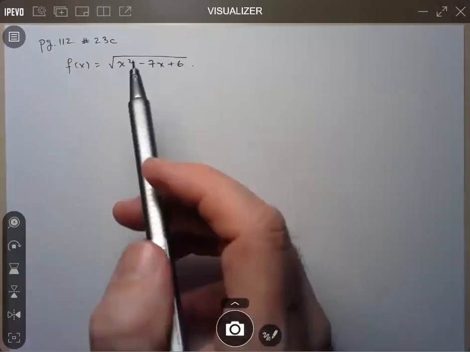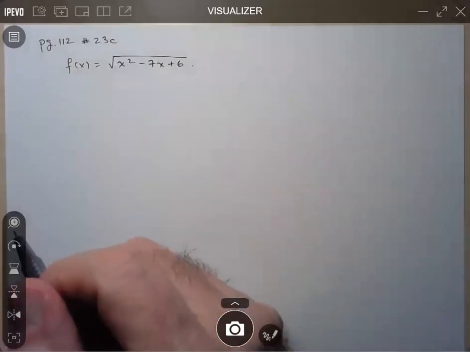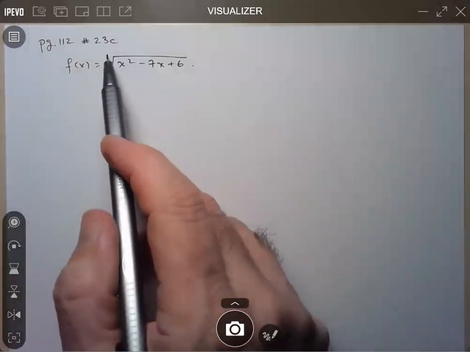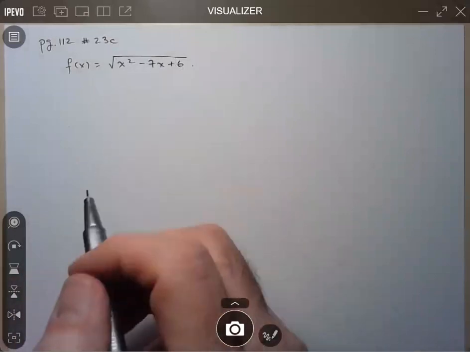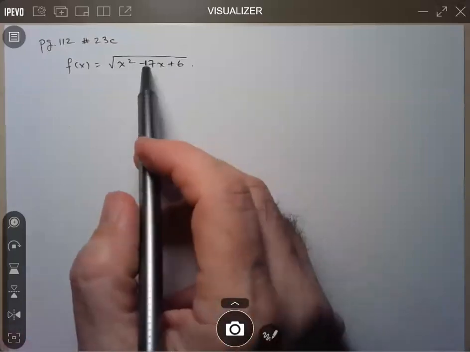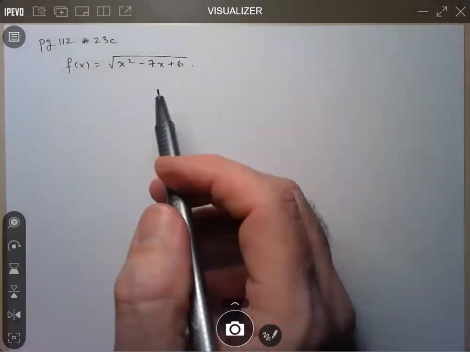But can you tell me what x values will definitely not be differentiable for this function? Well, take a look. I've got this square root. I've got an expression inside a square root. What values would be automatically eliminated from being differentiable? Yeah, anything that makes this expression negative. Okay, so I'll deal with that later on.